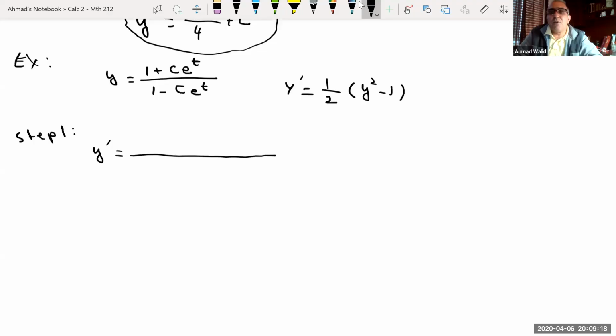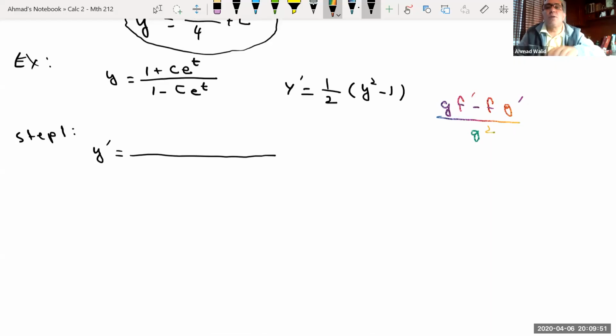If you don't remember the quotient rule, let me write it in a different color here for you. Okay, how to change the color? Let me see if I can change the color. Here, your quotient rule. Your quotient rule was g f prime minus f g prime over g squared. Remember? That was your quotient rule.